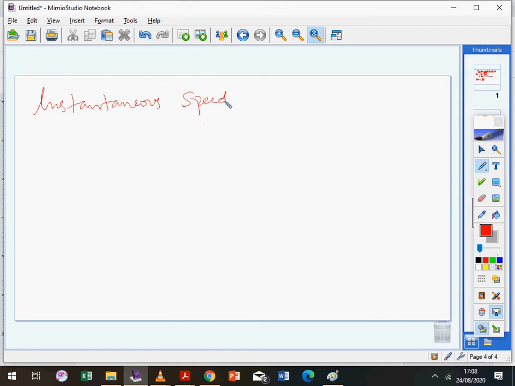When I have a position versus time, this is position, this is time. The position versus time graph of an object that's in motion. If the graph looks like this, I know you remember that that means that that object is moving at a constant velocity.